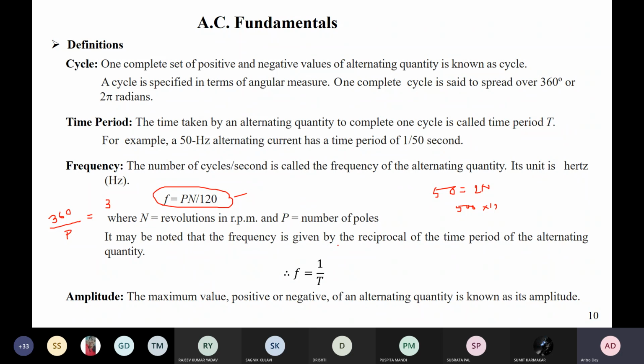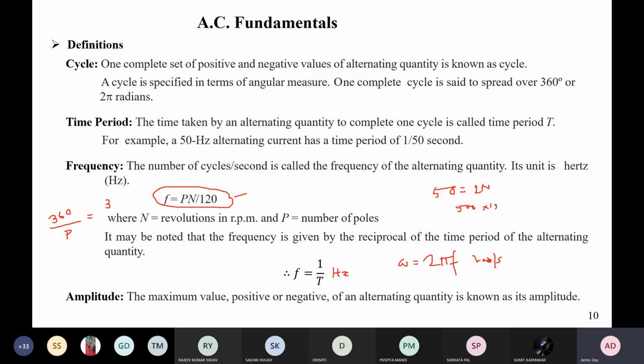It may be noted that the frequency is given by the reciprocal of the time period. So it is simple like that. When you have the frequency in terms of 1 by time period, this is hertz, but we can also write omega, which is equal to 2 pi f. So there we multiply 1 by T into 2 pi, and that has a unit of radian per second. So whenever we write Em sine omega t, that omega is in radian per second.